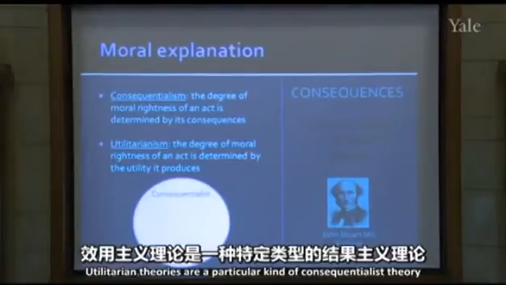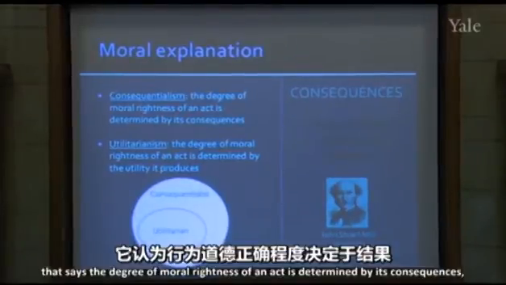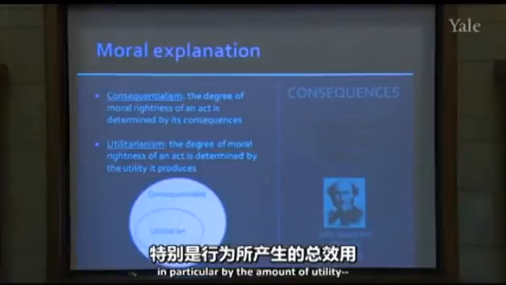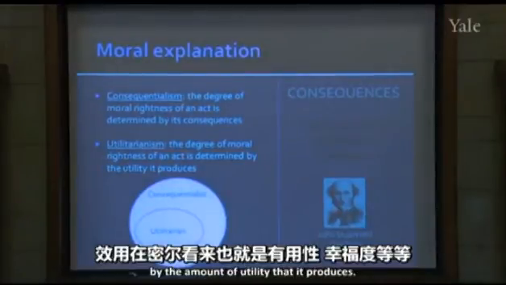Utilitarian theories are a particular kind of consequentialist theory that says the degree of moral rightness of an act is determined by its consequences, in particular by the amount of utility, usefulness, happiness in Mill's account of what kind of utility we're concerned with, by the amount of utility that it produces.